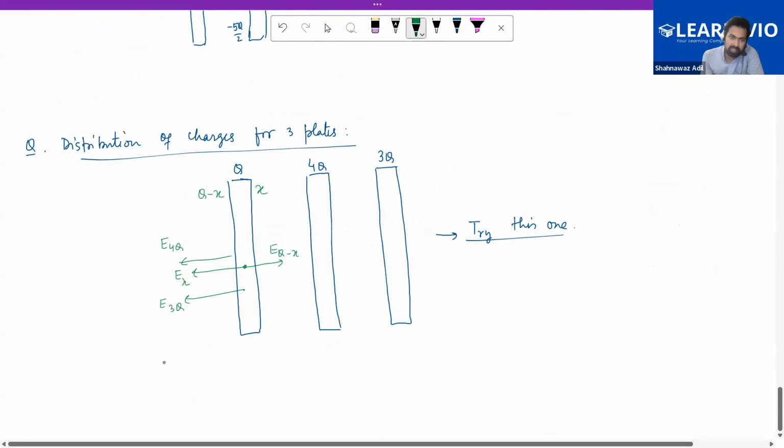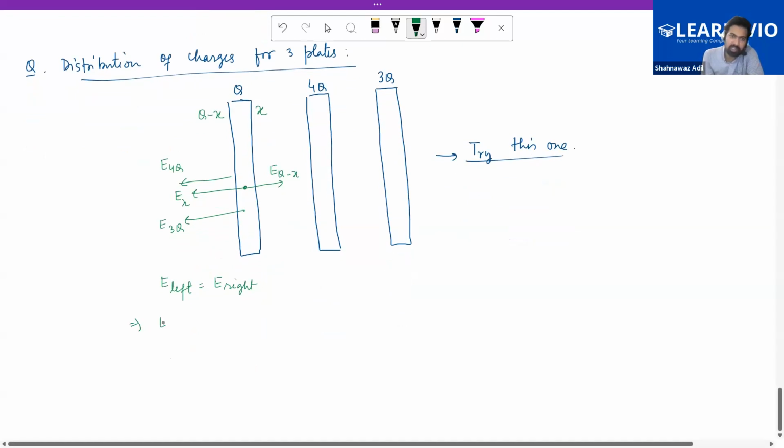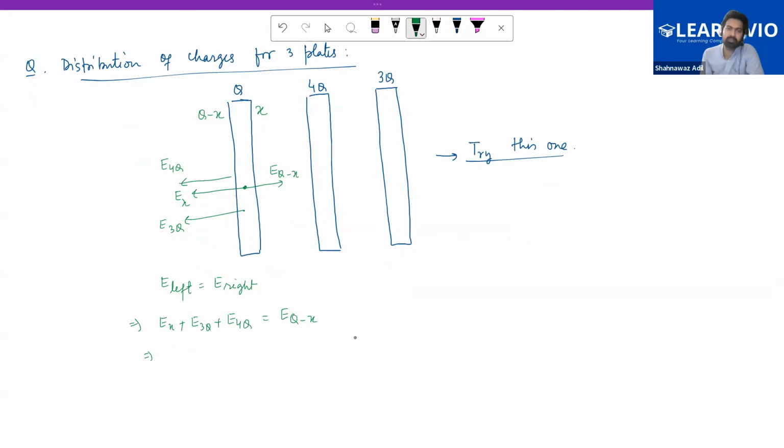Right? And then E net is 0, so E left is equal to E right. So then what we will have? We will have Ex plus E3Q plus E4Q equal to E(Q minus X). So what is Ex? Can you tell me now? We have done so many questions. X equals E(Q minus X), minus 3Q. Why the value of X, not from this equation, the value. This is a plate, right? What was the electric field of the plate?